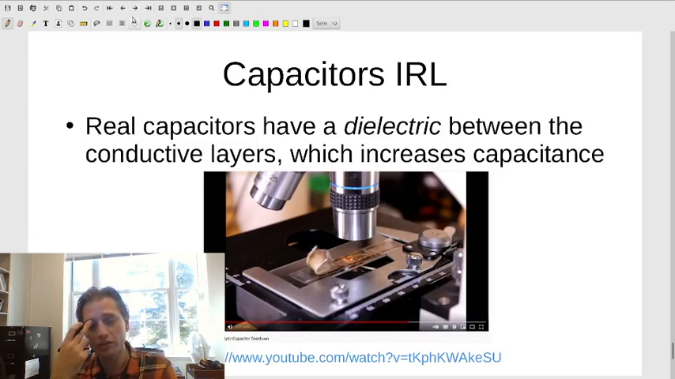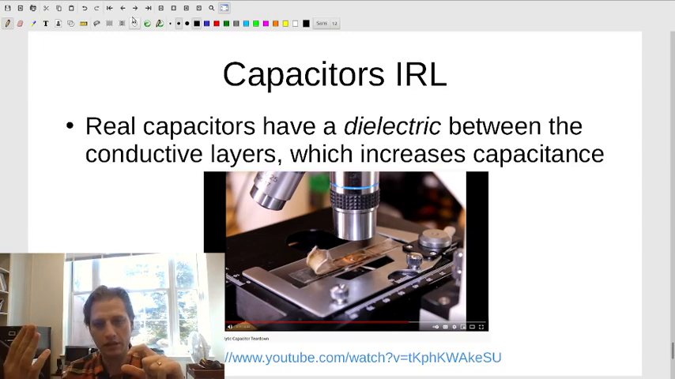Okay, the last thing I want to point out to you is that capacitors can be more complicated than what we've talked about. And in fact, they almost always are. Real capacitors will have a layer of stuff in between their two layers, and essentially what this does is allow the electric field between the two layers to be decreased, and thus allows you to put more charge on the capacitor. And what essentially that does is it increases the capacitance of your capacitor.